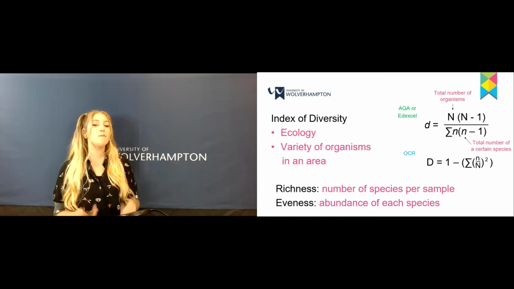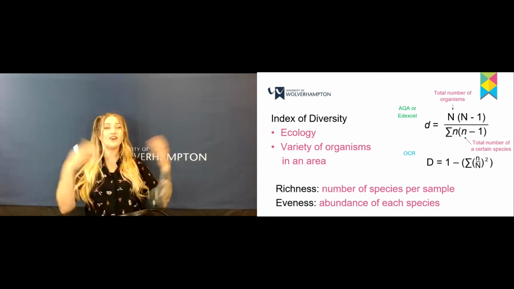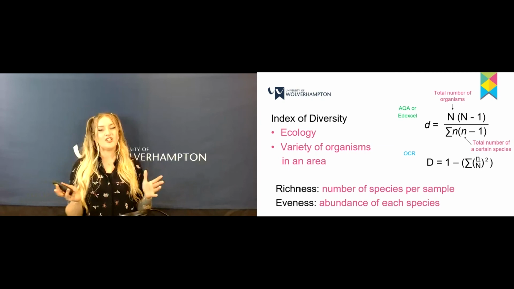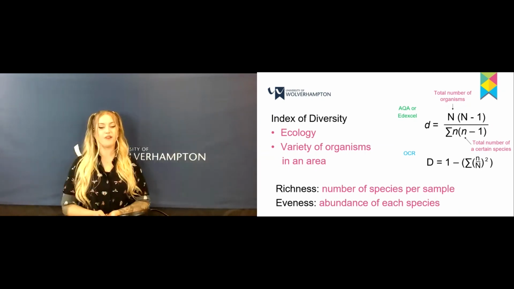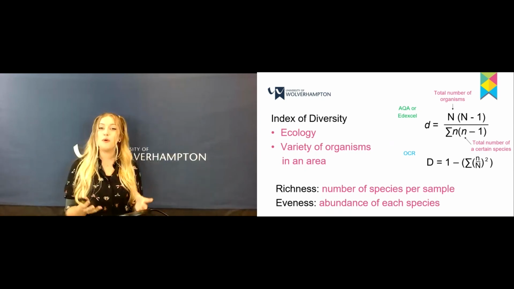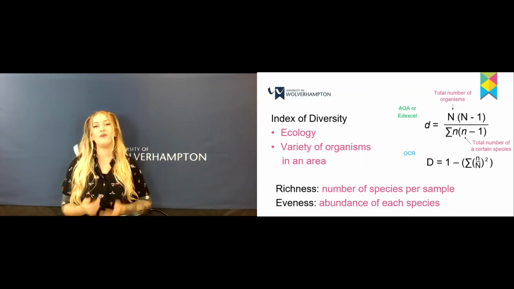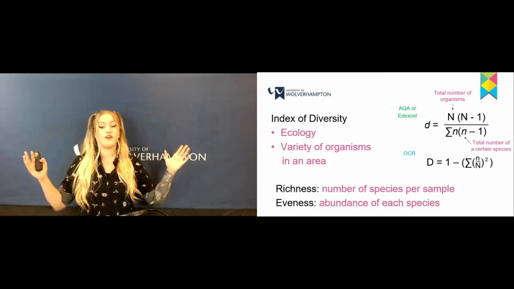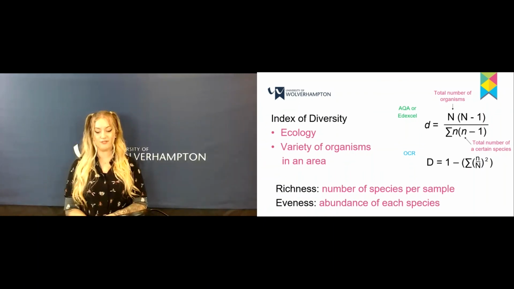And finally, moving on to the index of diversity, which is very important in biology to test the diversity of the area you're working in. This tests the richness and the evenness of the numbers of species in your survey. So richness is the number of species per sample, whereas evenness is the abundance of those species. And all this test does is work out if the area is diverse based on the number of species with the amount of individuals that you found.